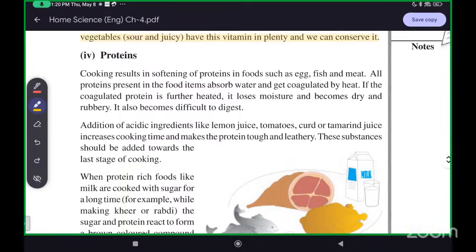So that rubbery texture that we get to taste is because of the loss of moisture. And also it gives difficulty in digesting. Because it has a rubbery texture now, and all the moisture content has disappeared, so it also becomes difficult to digest.